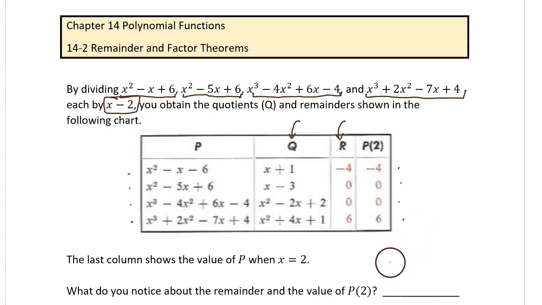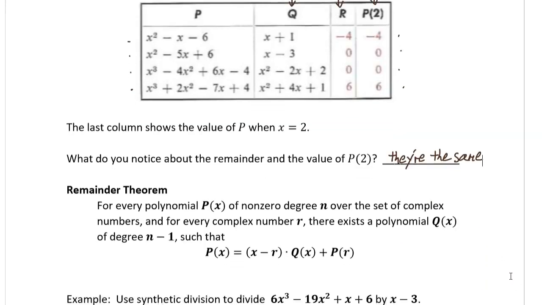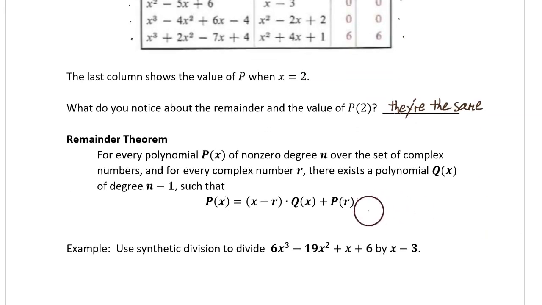What do you notice about the remainder, which is shown in this column, and the value of p of 2 shown in the last column? Well, hopefully you notice that the remainder is the same thing as p of 2. So we could write they're equal, or they're the same. This suggests a theorem called the remainder theorem.